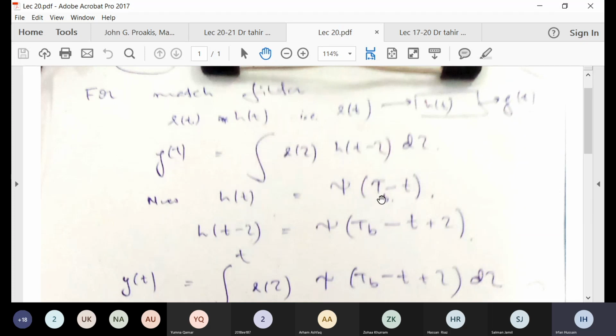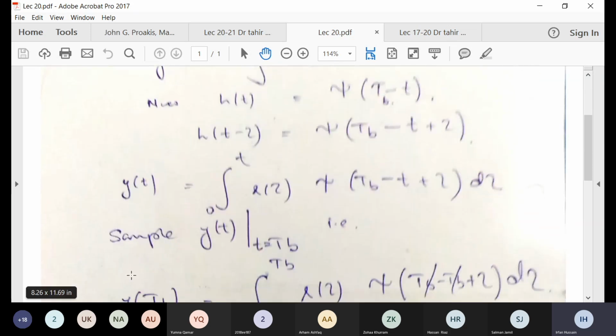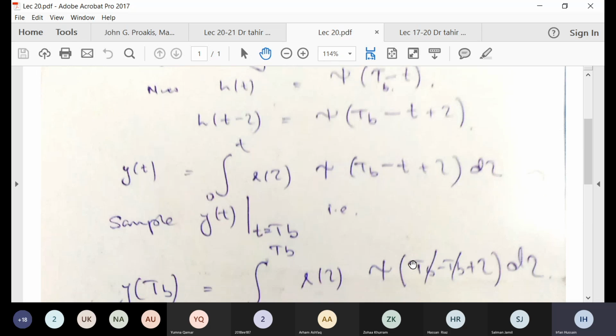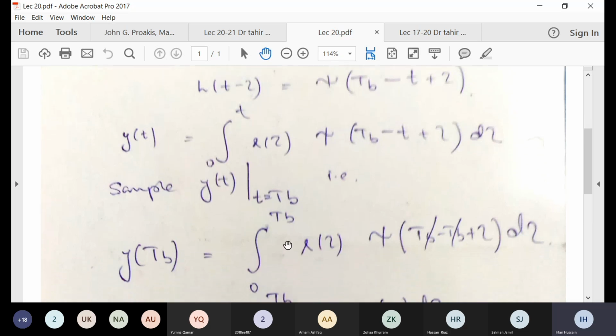So yes, we know h of t is psi of tb minus t, but what will be h of t minus tau? So whatever the function here, it becomes minus. So this total will become minus. It will be tb minus t plus tau, and then when you sample at t is equal to tb, this t becomes tb. You know, this tb cancels. We have r of tau into phi of tau.